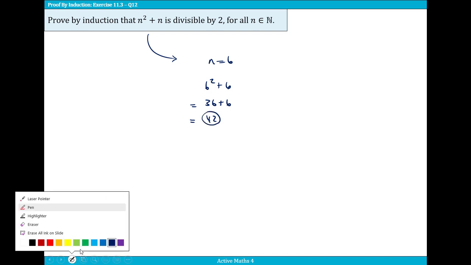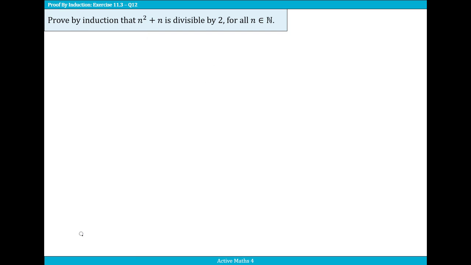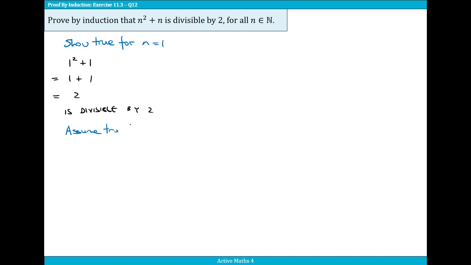So I like just picking a random one so I can get an idea of the nature of this question, and then we'll go back and actually do our proof by starting and showing that it is true. So we're going to show that it is true for n equals 1. We have n squared plus n, that's 1 squared plus 1, that's 1 plus 1, which is 2, and clearly 2 is divisible by 2.